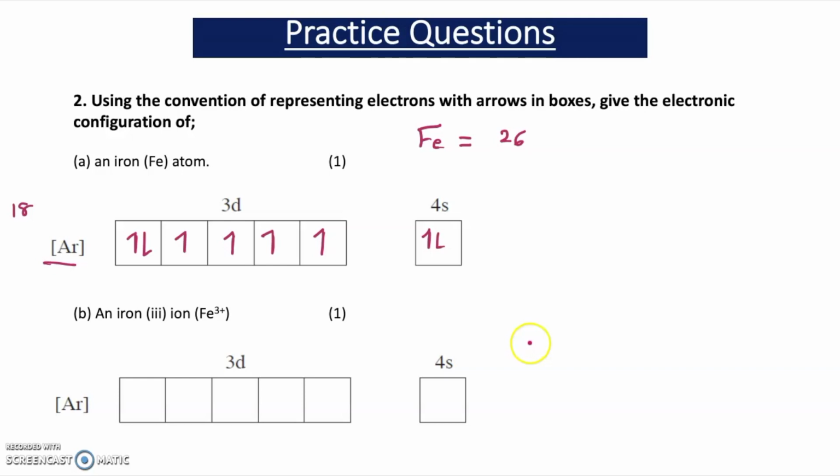And for iron 3+, I have to remove 3 electrons, so the electrons are removed from the 4s first, and then the 3d. So if I remove 2 electrons from the 4s, and then 1 from the 3d, I'll be left with the electronic configuration for iron 3+, which will be 3d5. So I'm putting these electrons in and I fill them singly before I pair them up. So there's 1 mark here for each correct electron arrangement.